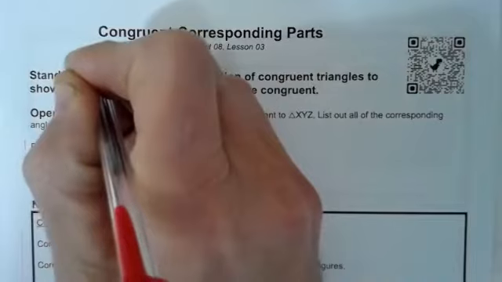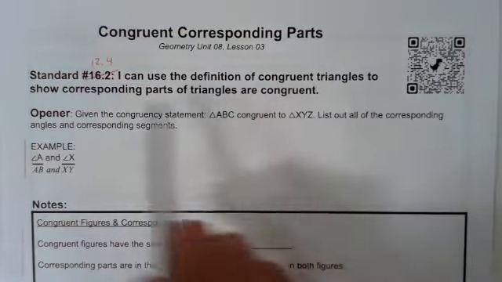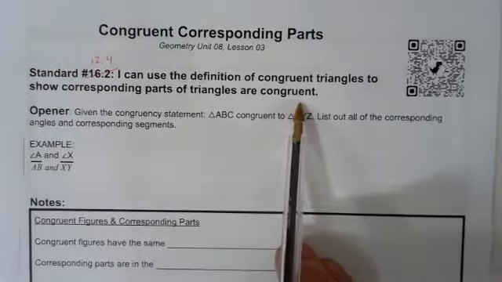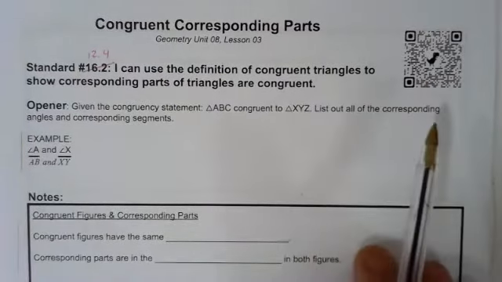Standard 12.4, typo. I can use the definition of congruent triangles to show corresponding parts of triangles are congruent. Let's talk about what that means here. Again, we've got a QR code for extra help if you need it.